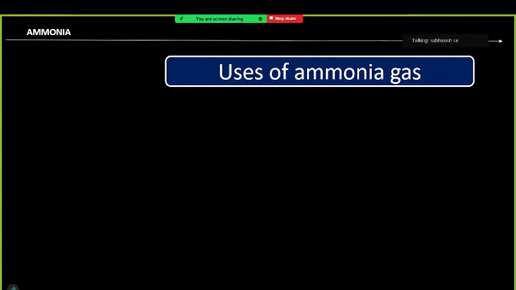Some of the uses of ammonia: ammonia can be used as a laboratory reagent and for the preparation of different types of ammonium salts, like ammonium sulfate, ammonium chloride, etc. Those ammonium salts can be prepared by the use of ammonia gas. So this is all about HCl and ammonia gas.